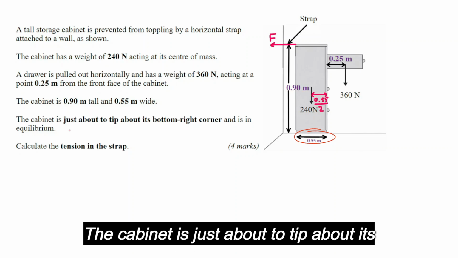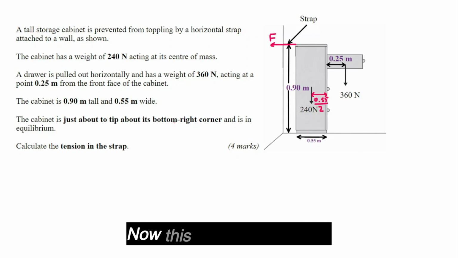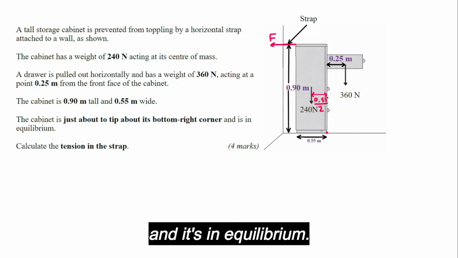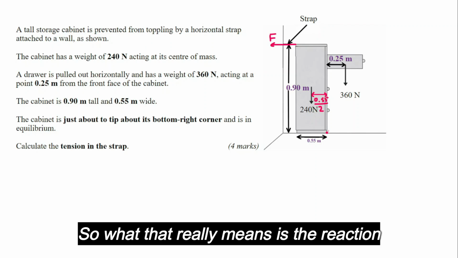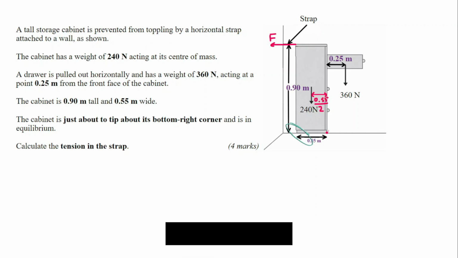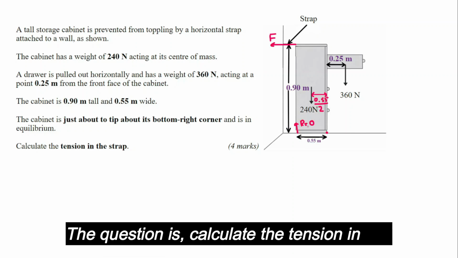The cabinet is just about to tip about its bottom right corner. Now this is really important. So it's going to tip about this point here and it's in equilibrium. So what that really means is the reaction from the other end goes to zero because that is about to lift off. That goes to zero. The question is: calculate the tension in the strap.